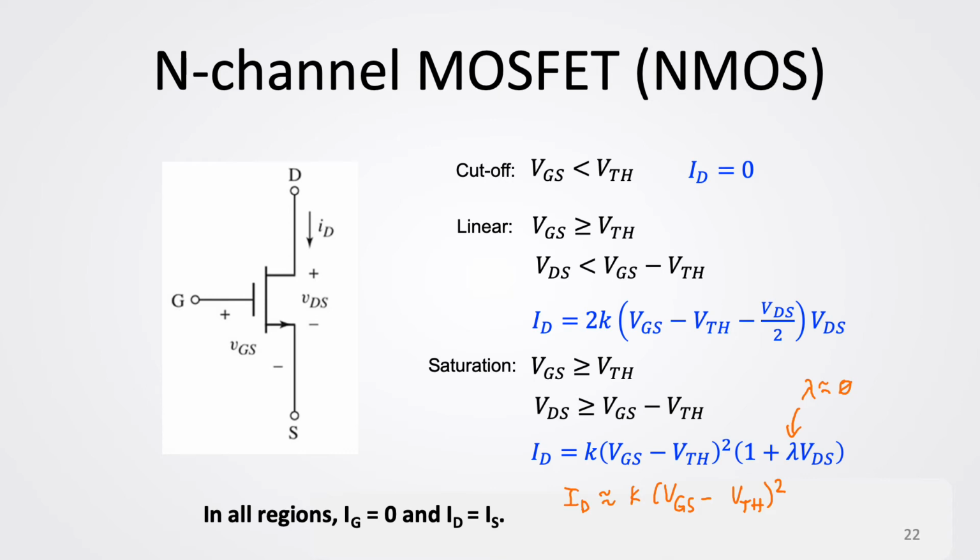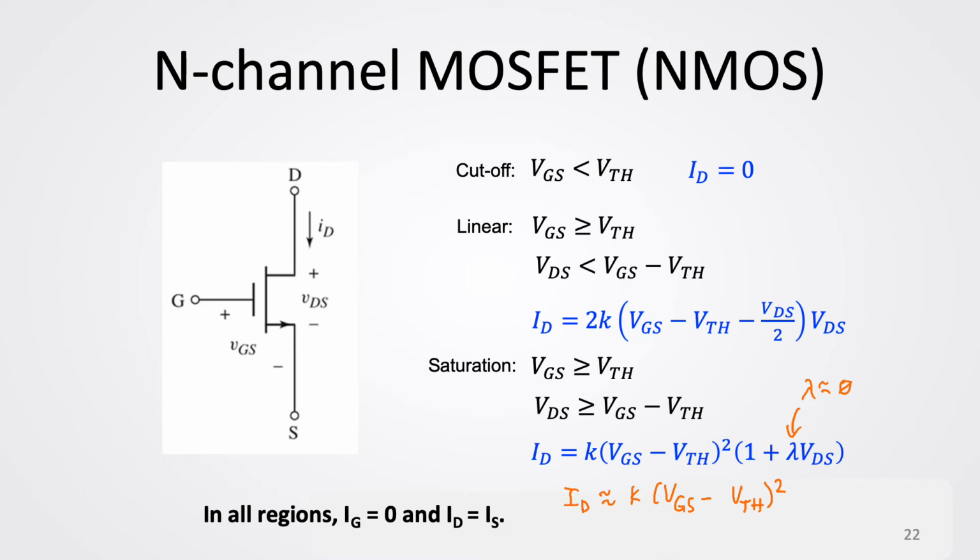So we're going to simplify the equation into ID equal to K times (VGS minus VTH) squared. Now, if we're going to compare these regions of operation with the BJT, the cutoff region is synonymous to the cutoff region in BJT. The linear region here is actually the one that's synonymous with the saturation region in BJTs, because the linear region here is when you have small VDS or output voltage.